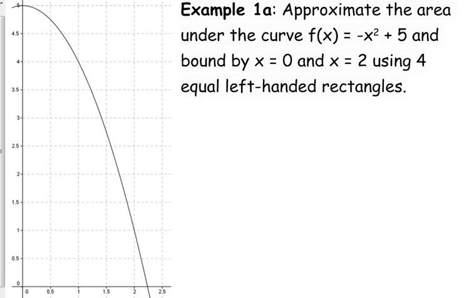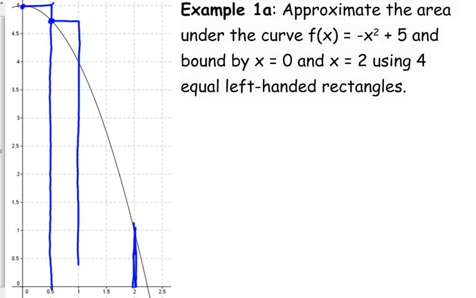So if we're going from zero to two and we want to use four even intervals, how long are our intervals going to be? A half. Okay. So here is what a left-handed rectangle means. It means we're going to start on the very left side of our interval on the curve, and we are going to draw a rectangle with a height of that y value right there. Now, obviously, this is above the curve, so we're going to end up with somewhat of an over approximation. So then we go to the next point, 0.5. We go to its y value on the curve. We draw a rectangle that is half a unit wide that has a height of the y value there.